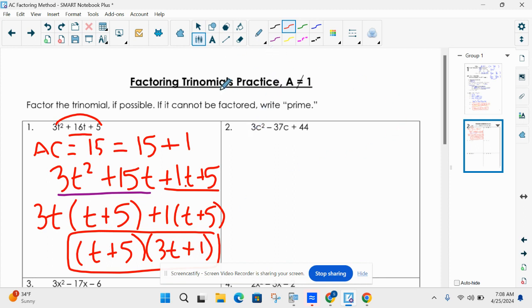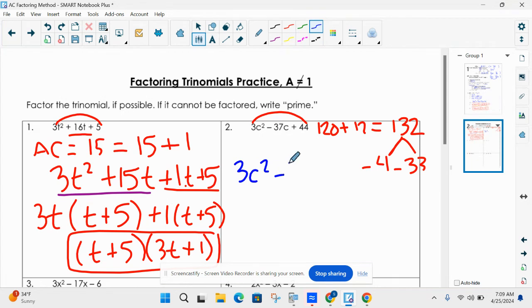Okay, for this question, we'll do 3 times 44, which would be 120 plus 12, which is 132. So then you find factors of 132 that would add to negative 37. Since your last term is positive but your middle term is negative, both of the factors will be negative. And the answer to that is 4 and 33, so both negative. Then we rewrite the equation as 3c squared minus 4c minus 33c plus 44.